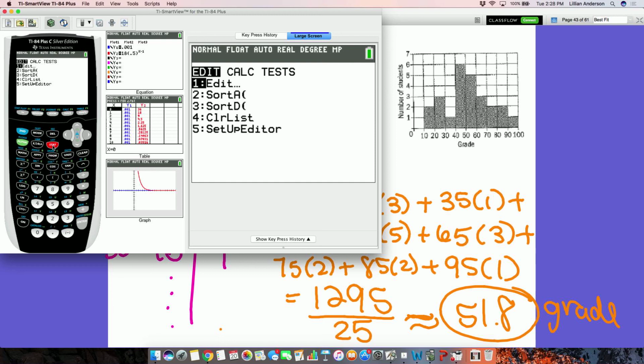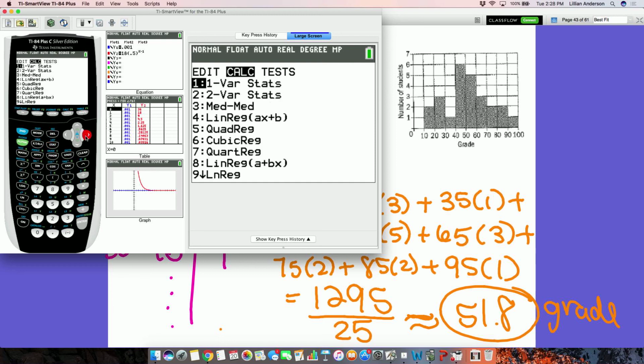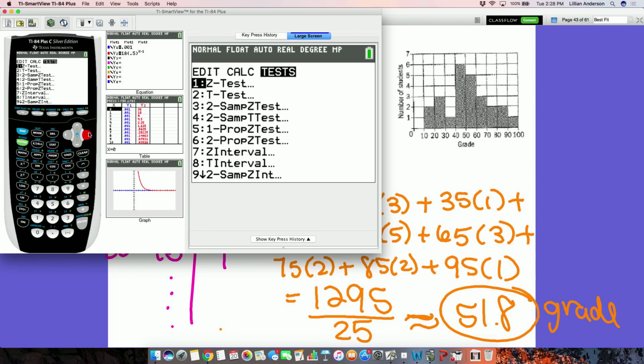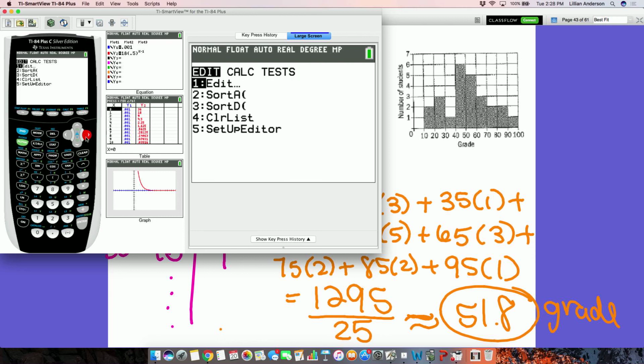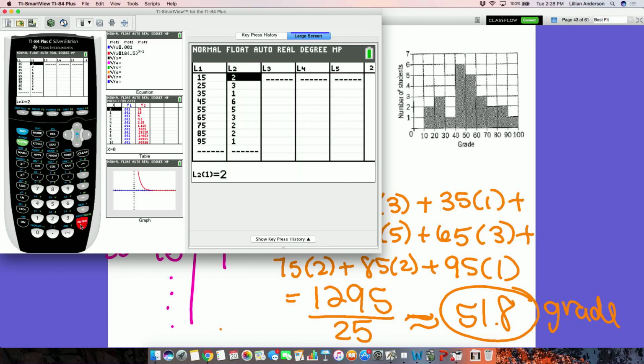Edit. And anything in that is where it's going to be dealing with your list, the data that you actually type in. Okay? Calc is where you're going to perform different calculations, when you want to get some information back. Test is if you want to run any type of test on your data. There are several tests out there, but we're only going to talk about one in this particular class. But the main thing is we have to put in our data first. So under edit, and literally edit, we're going to click enter.